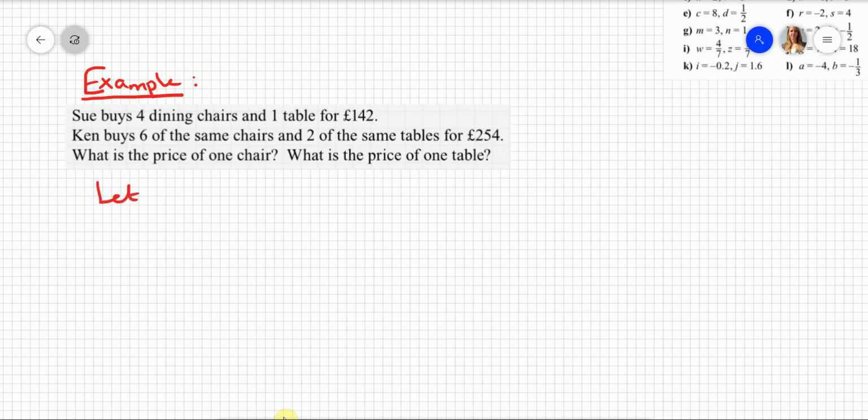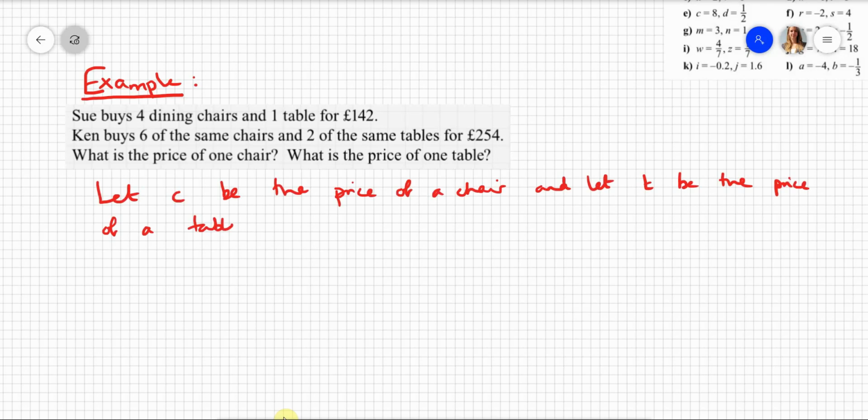So let C be the number of chairs, C be the price of a chair, and let T be the price of a table. So I'm defining the variables because I'm going to have to make up my own simultaneous equations, and so if I'm going to use variables in them, people need to know what they are, what they're representing.